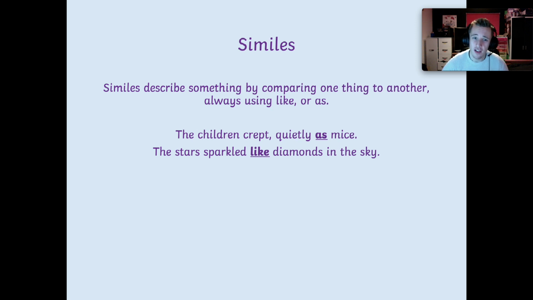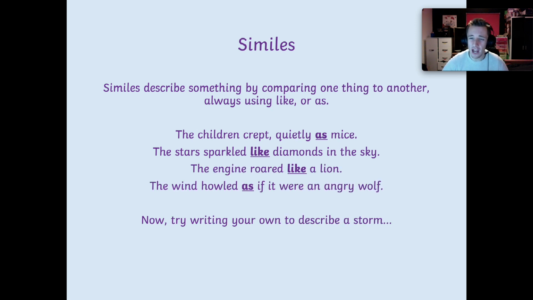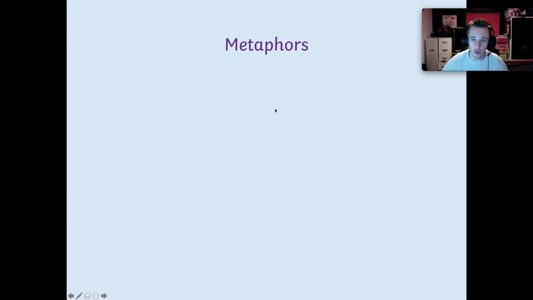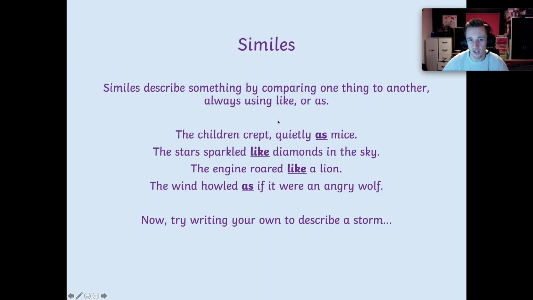So similes. Similes describe something by comparing one thing to another. Now, the key thing with a simile is it will always use like or as. So the children crept quietly as mice, or as quietly as a mouse. The stars sparkled like diamonds in the sky. The engine roared like a lion. Sorry, the wind howled as if it were an angry wolf.